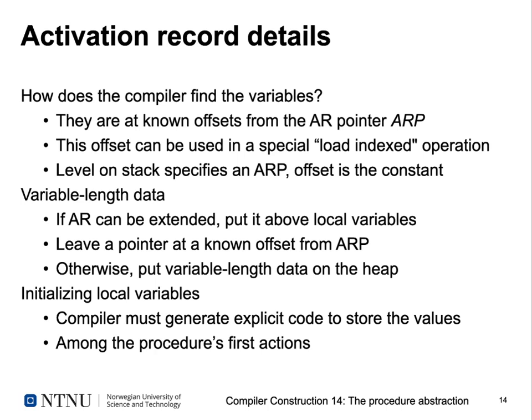Now we can also have variable length data. If we allow our activation record to be extended, we should put it above local variables here, and then leave a pointer at a known offset from the activation record pointer. If we don't allow for this, we could also enable our programming language to just put variable length data on the heap. Now finally, our compiler needs to be able to initialize local variables, so it needs to generate explicit code to store the values of local variables here, and this is again one of the first things a function or procedure does when it's invoked.